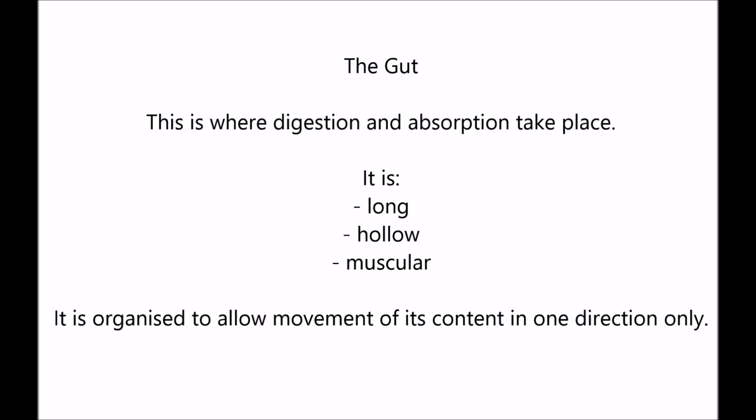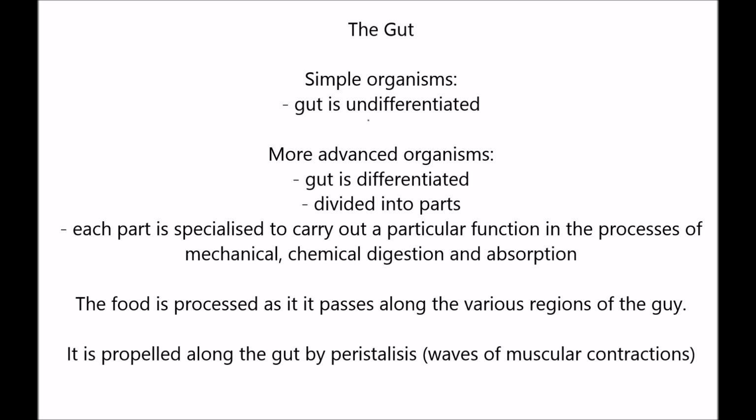This is where digestion and absorption takes place. It is long, hollow and muscular. It's organised to allow movement of its contents in one direction only. Simple organisms have a gut that is undifferentiated. More advanced organisms have a gut that is differentiated and divided into parts.